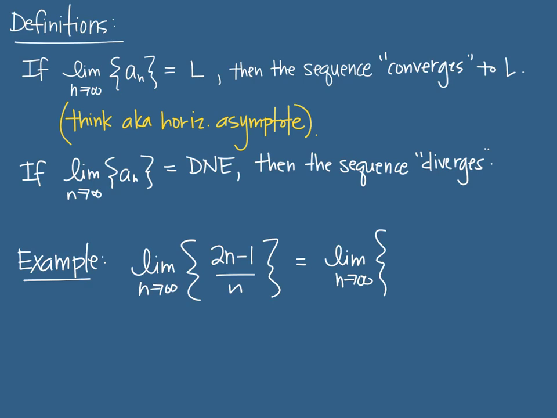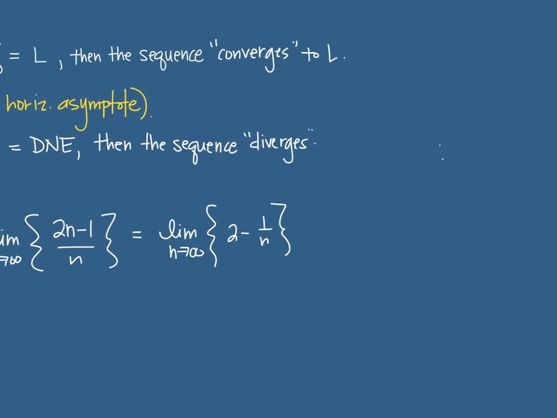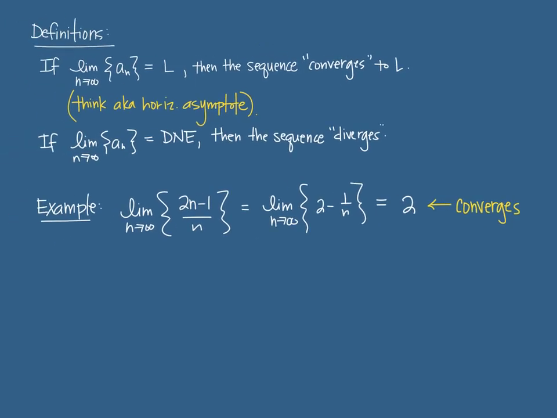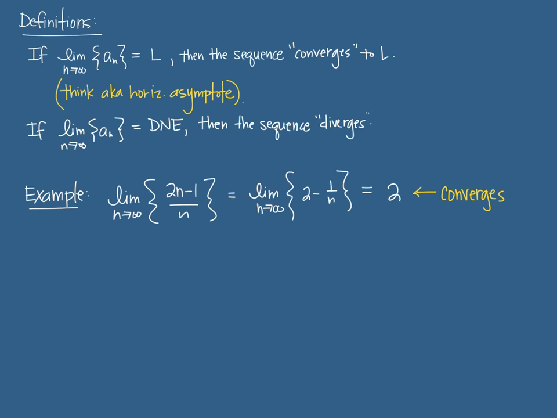So when we divide through by the highest power, we're going to get 2 minus 1 over n. And when you plug infinity into that, what do you get? 2. So this sequence converges because it had a limit, a horizontal asymptote, of 2. Okay. All right, next one.